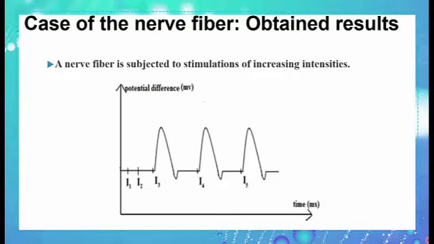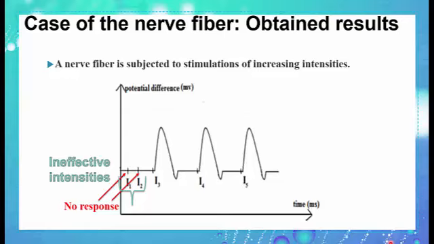If you look at these stimulations, how many stimulations did we do? Intensities I1, I2, I3, I4, and I5. These intensities are increasing, which means that I2 is higher than I1, and I3 is higher than I2. So I1 and I2 don't give a response, they don't record an action potential. So these two intensities are ineffective intensities because they don't provoke a response.